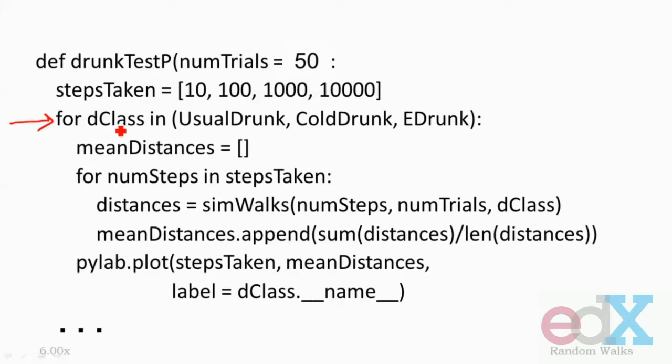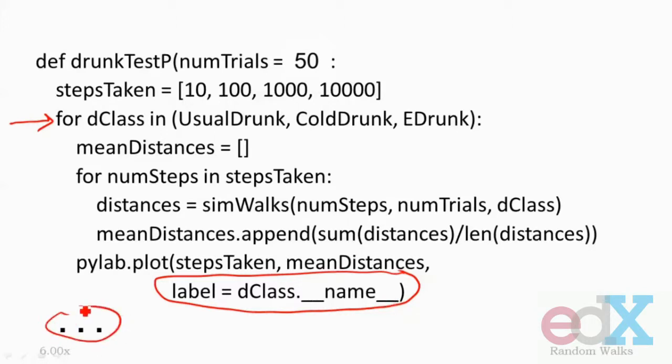And then, still within this loop, I will produce a plot for the drunk, and I'll use as a label for the plot the name of the class. So we see yet another underbar operator. dClass.__name__ will return the name of the class, and that will allow me to have a legend that tells us which plots correspond to which class. And then there's some boring code afterwards that just produces the plot. We won't bother with that.